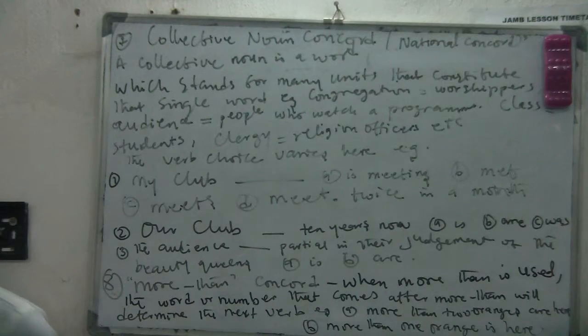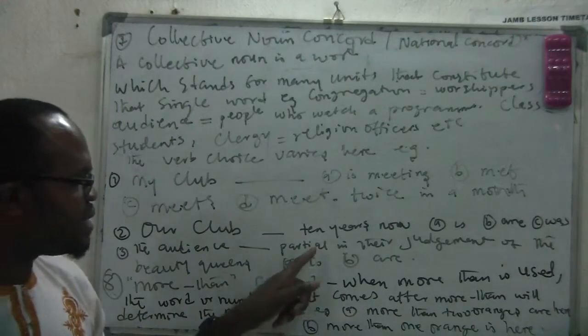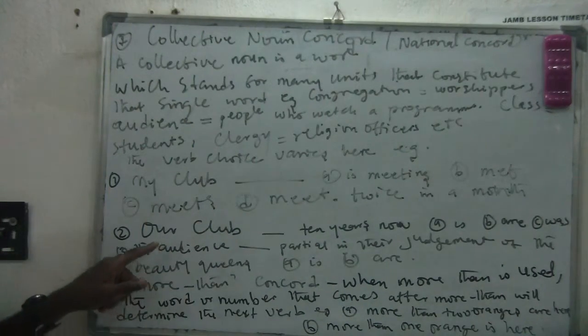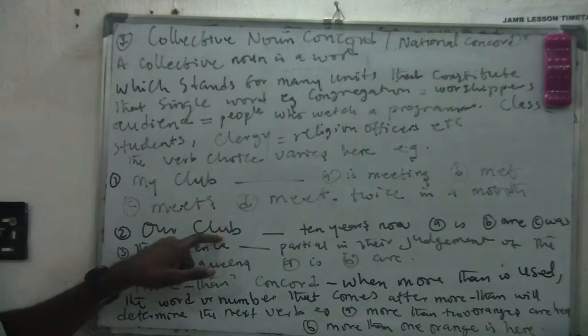It's clever. Like the club is an action. To meet is an action, is it not? People come together to meet, and that's why we use meet instead of meets, because meet is plural, is it not?